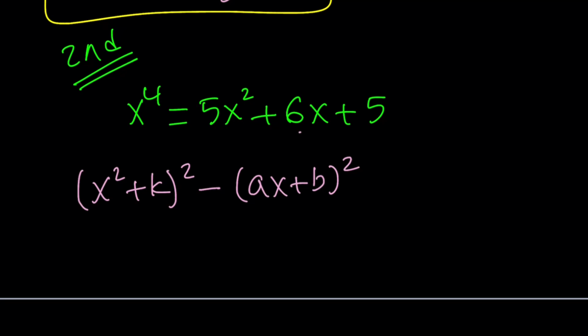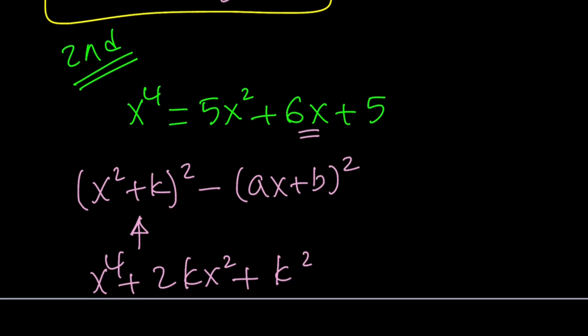First of all, I want to focus on 6x because I don't want to add x to both sides, because adding an x term will mess up the left-hand side. Notice that this only contains x to the fourth, x squared, and a constant. You see what I'm saying? So you don't want x on the left. That means you're not going to add it. So 6x is going to stay.